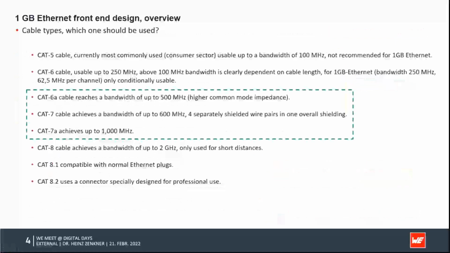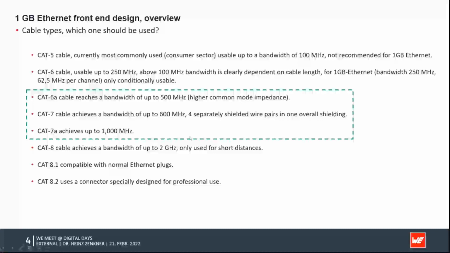You know, there's a wide range of cable types nowadays coming from the history, and there are some cables which shouldn't be used here. There are the Cat5 cable, the Cat6 cable, and the categories 8, 8.1, 8.2, which also don't need to be used. But there is a bunch of cable categories, 6A, 7, and 7A, which are, let's say, best if you want to use them in Gigabit Ethernet design, because they are most suitable and there's a quite reasonable quality to price relation.